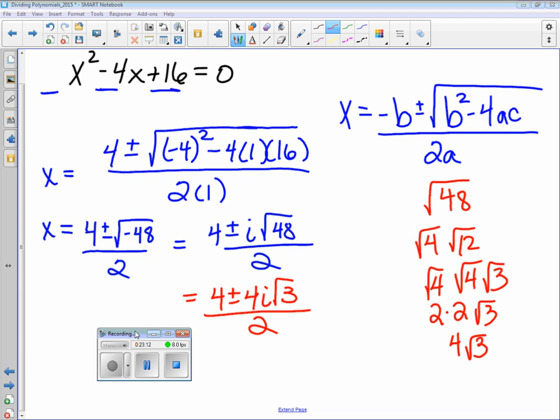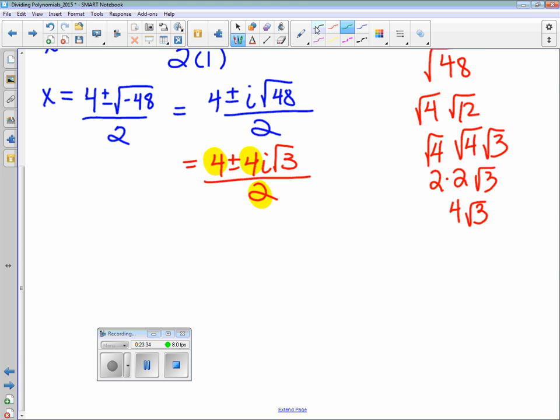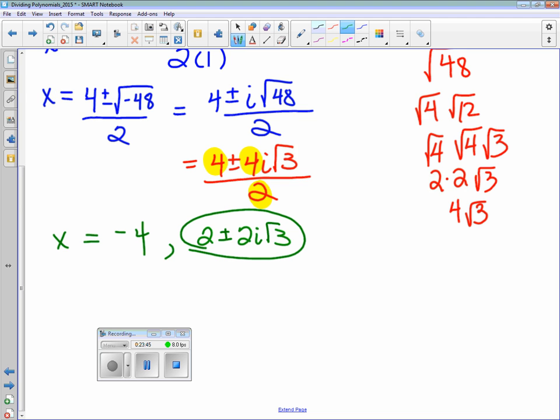I'm still not finished. Good grief. Why not? I can still simplify it a little bit. What can I simplify? This, and this. What are they all divisible by? 2. So I want to divide them all by 2. So I'm going to have 2 plus or minus 2i radical 3, and it could be over 1, whatever. Those and negative 4 are my solutions.